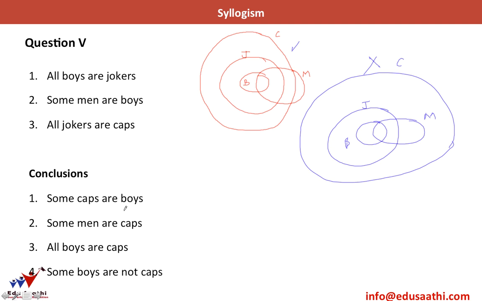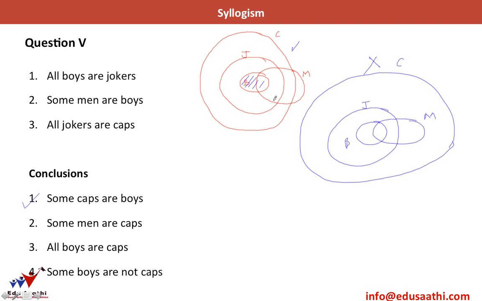Some caps are boys. This is the conclusion one. So some caps are boys. Yes, it's true, because boys lies within this cap. So everything which is in this circle is also a cap and a boy. So this conclusion is correct.